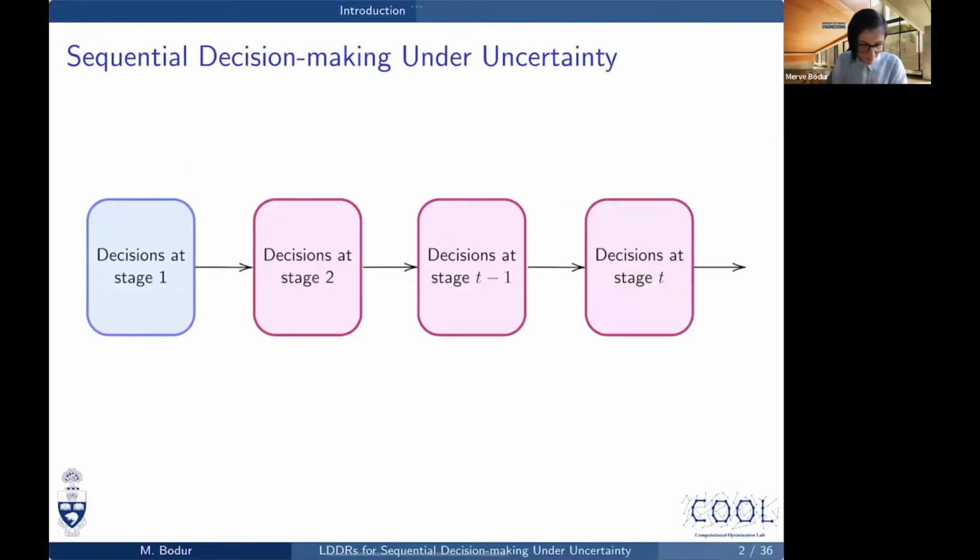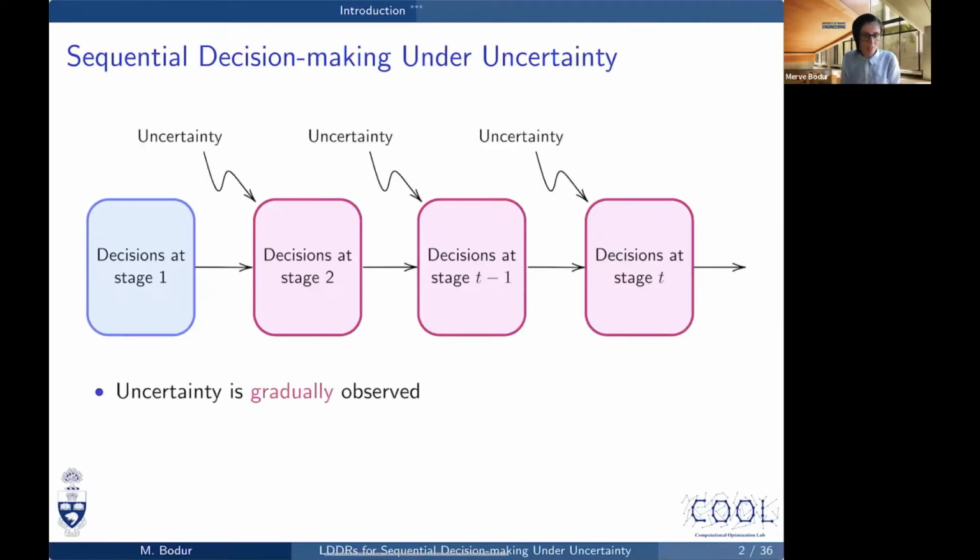All right, so what is sequential decision making under uncertainty? As the name suggests, we would like to make a sequence of decisions, most important ones being the ones to be made at stage one. So we divide our planning horizon into, let's say, a finite number of decision stages. At each one of them, we have a vector of decisions to be made.